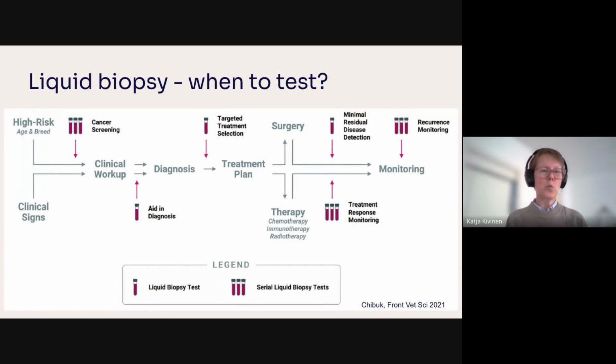Then we can think about when to use liquid biopsies. There are lots of different options. This is a specific case from one of our former competitors. They were interested in cancer, and they proposed that liquid biopsies should be taken as serial tests for cancer screening. I do agree with that. And also serial testing for treatment response. And again, I agree with that.